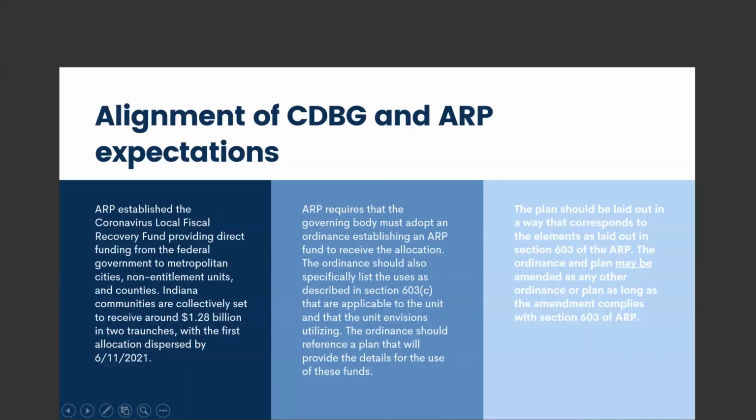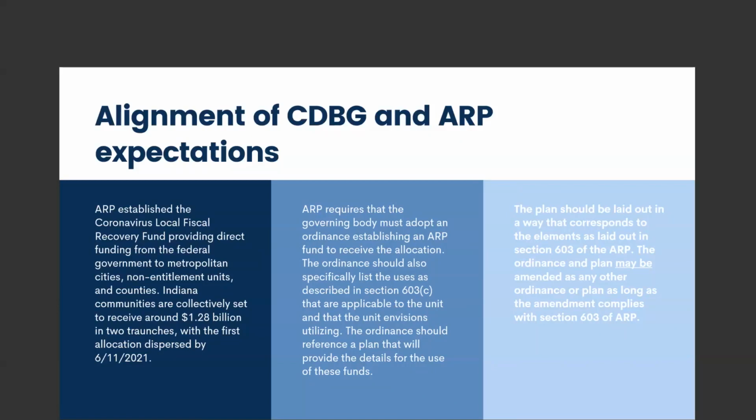Okay, so signed into law in March, the American Rescue Plan established the Coronavirus Local Fiscal Recovery Fund, which will provide direct funding from the federal government to metropolitan cities, non-entitlement units, and counties. Indiana communities are collectively set to receive around $1.28 billion in two tranches, with the first allocation dispersed by at least June 11th. State Board of Accounts issued a memo on March 18th concerning the accounting processes for these funds.